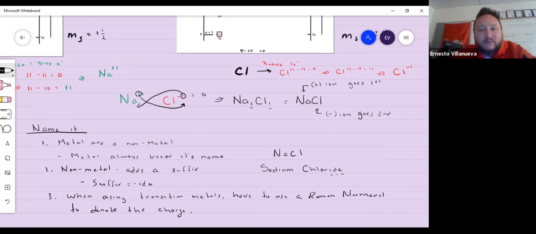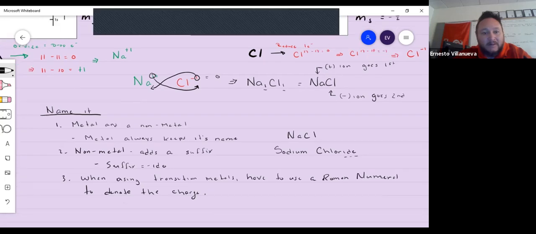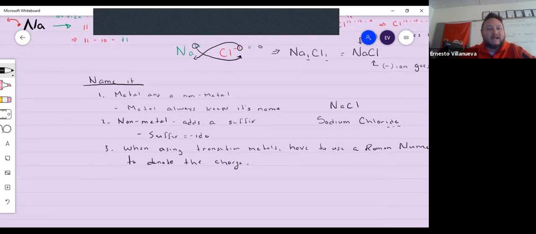So here's what we got. We got sodium and chlorine coming together to form a compound called sodium chloride. We figured out that sodium is going to oxidize and chlorine is going to reduce, and they're going to form this compound that cancels out those charges and forms a neutral compound. Okay, here's one more practice.